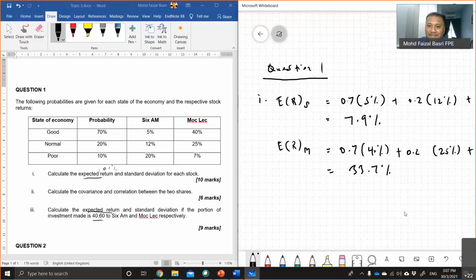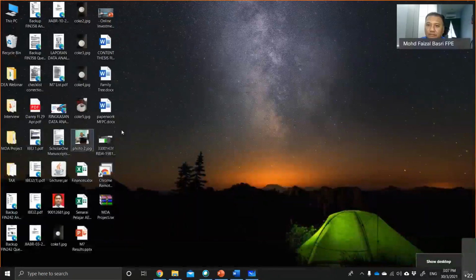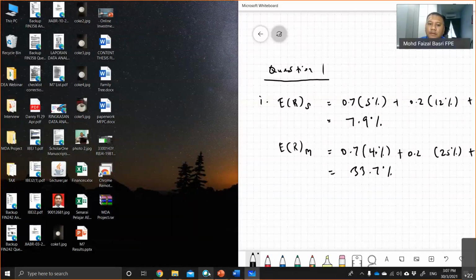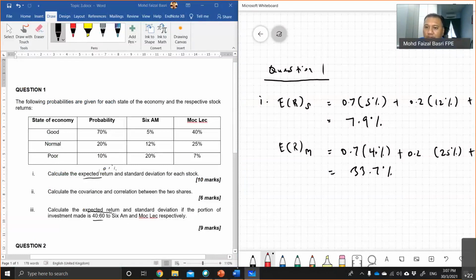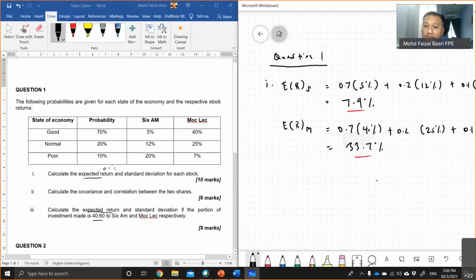So for S and for M, we have the answer for both S and M, 6AM and ML. Next, we have to find the standard deviation, again for each stock S and M. If you recall, in order to find standard deviation, the sigma, we need to find variance first. So we have to find variance first.